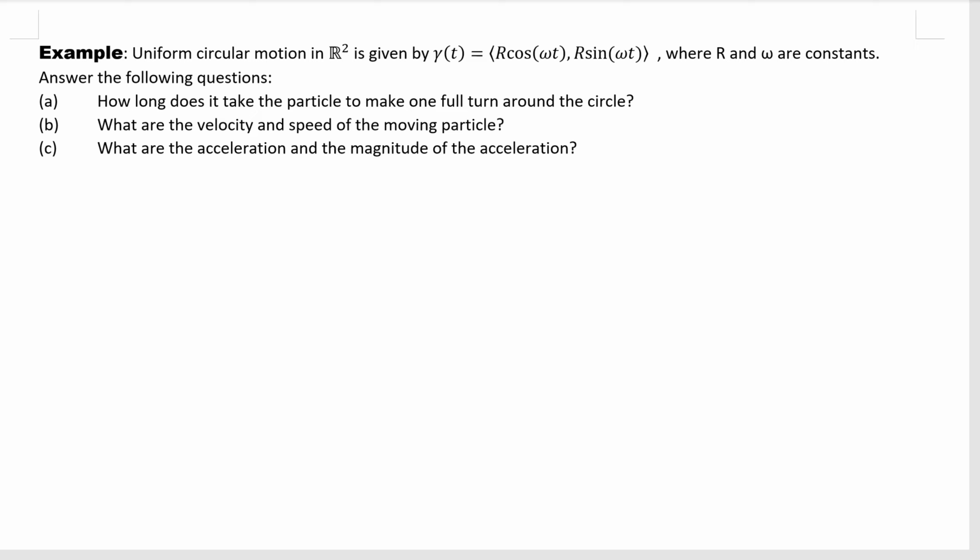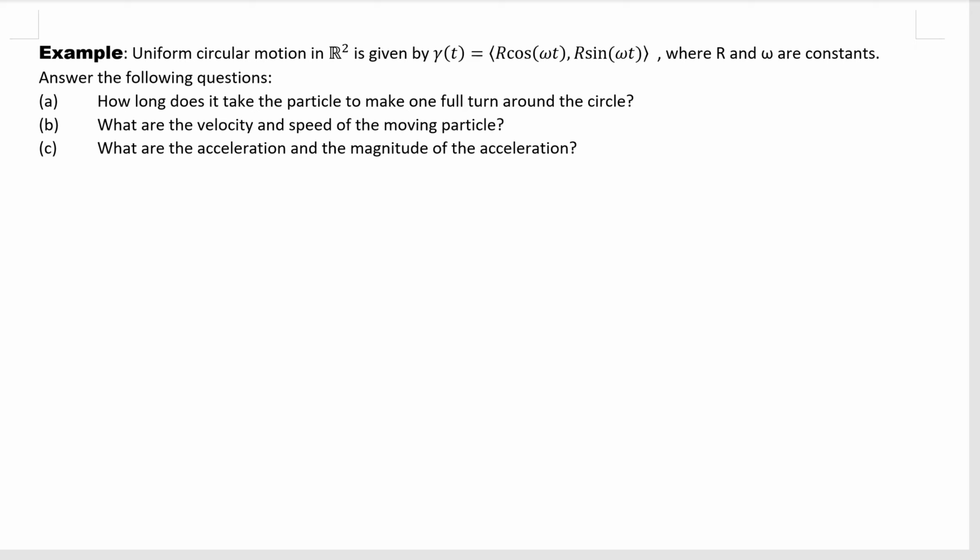Let's continue to look at this example. Uniform circular motion in R2 is given by r of t equals R cosine omega t, R sine omega t, where R is the radius, and R and omega are constants. Answer the following questions. A. How long does it take the particle to make 1 full turn around the circle?